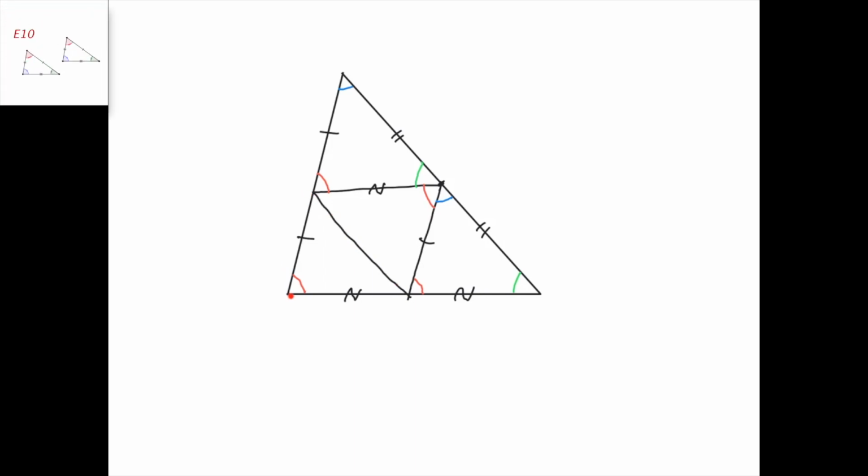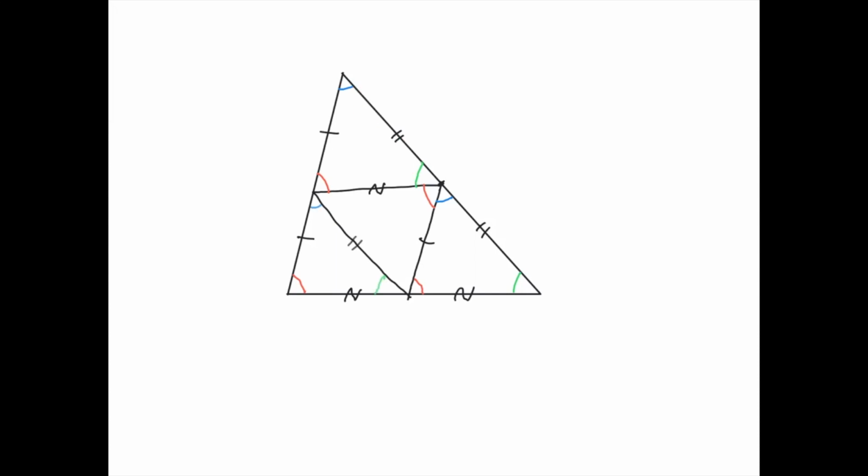Then we have that this triangle is congruent to this triangle, because they have two pairs of sides that are equal. This side equals this side and this side equals this side, and the angle between those sides is also equal, so this angle equals this angle, and so they're congruent, and therefore they have equal angles, and this side equals this side.